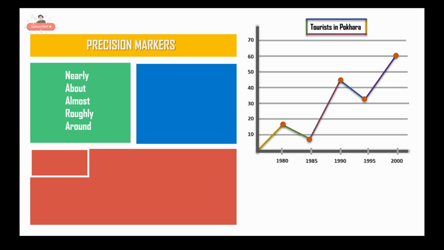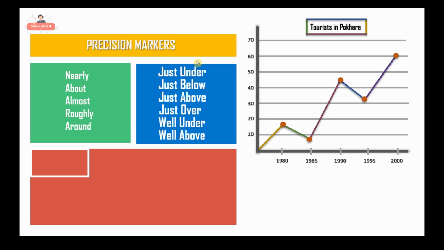But there's another but. When the data is not exact, you must tell the examiner that the data are not exact. So how do you do that? By using these words on the left hand side. There is no problem with these words, except everybody is using them. Almost 95% of the students use these words. So that's the problem. There is no uniqueness in that. That's why you also need to use these right side precision markers.